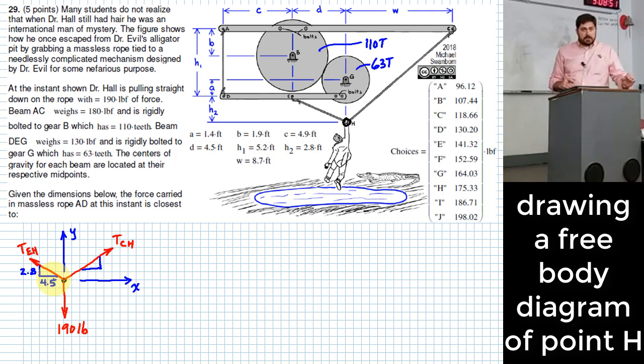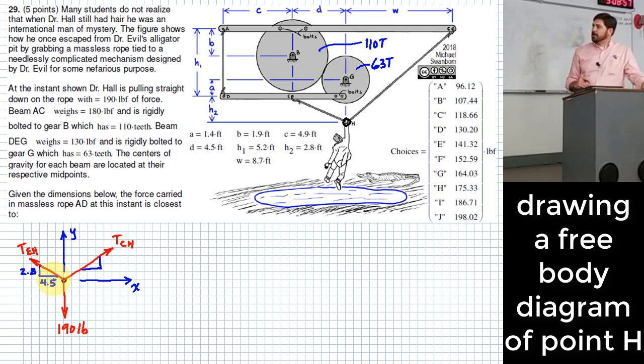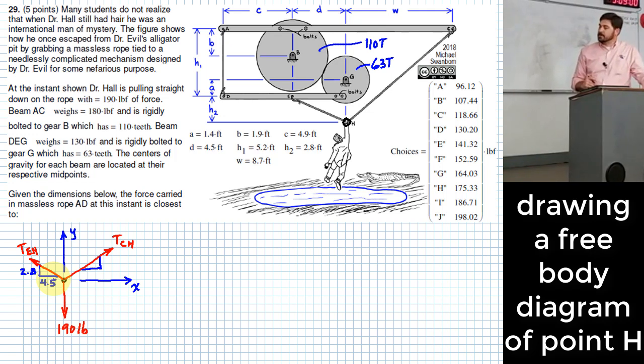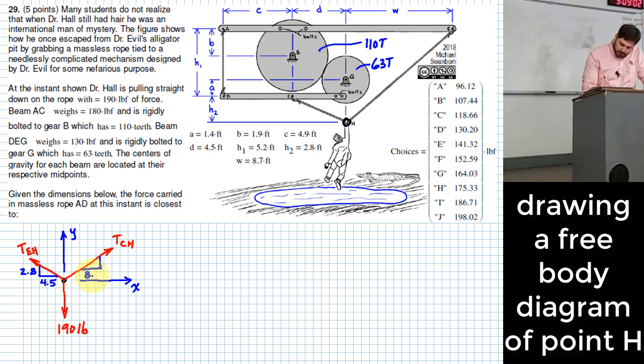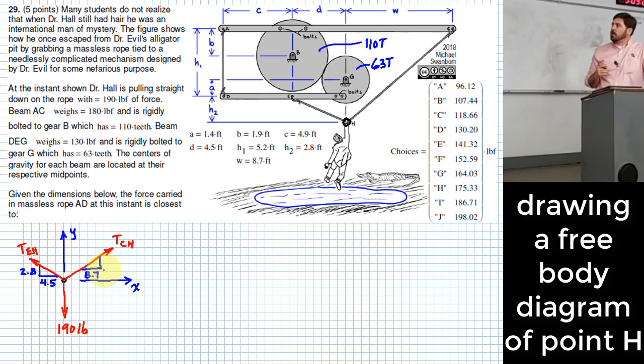Now what about TCH? How far does it run? Maybe I'll do that one first. Okay, W is 8.7 feet. Since they are both feet, I can just leave them unitless because it's for every foot of run, and since they're all in feet, it's also foot of rise. So I can just leave it unitless for these slope indicators. How much rise would I have there? Okay, that would be H2 plus H1, right, to go from H up to C. So 5.2 plus 2.8 would give me a total of 8 feet of rise.